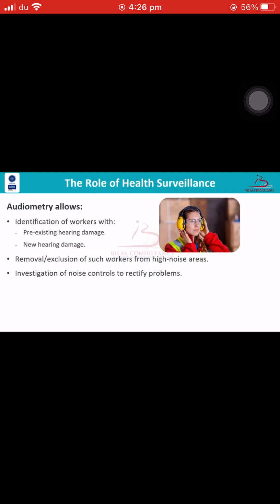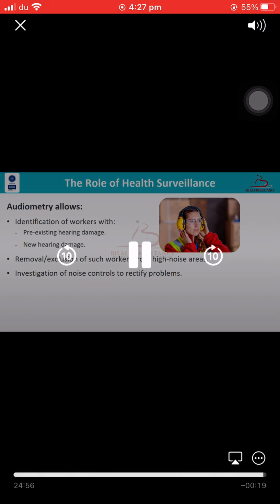So basically, audiometry allows identification of workers with pre-existing hearing damage and new hearing damage. If we are conducting health surveillance at our workplace, we will be able to know who the workers are that have pre-existing hearing damage and who have new hearing damage. For example, I hired 80 workers in my company, and after doing health surveillance I got to know that 40 workers have pre-existing hearing damage and 40 workers have new hearing damage. So I need to focus on those other 40 workers who have new hearing damage after they joined my company.